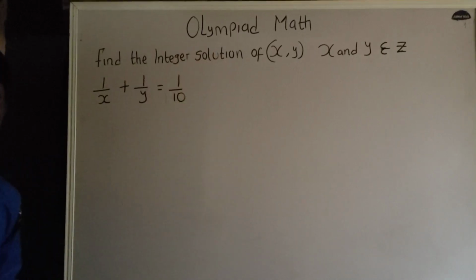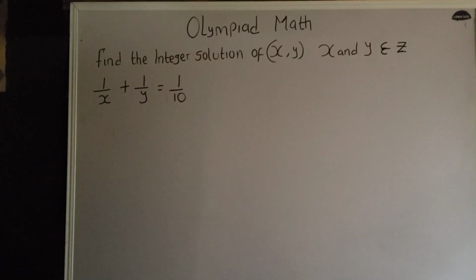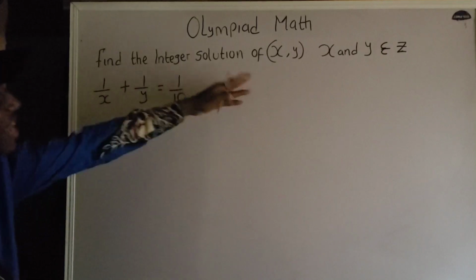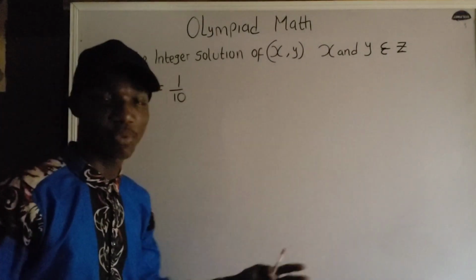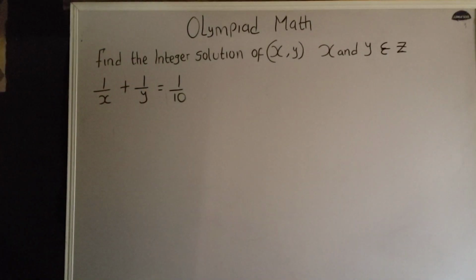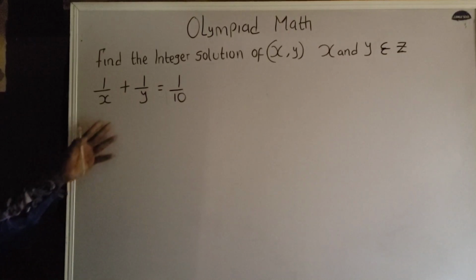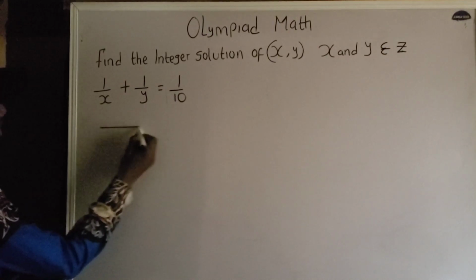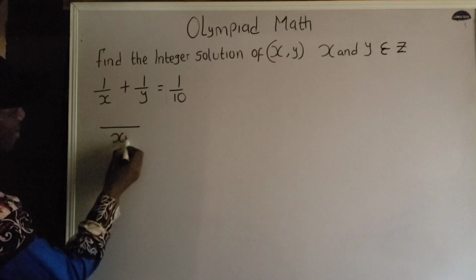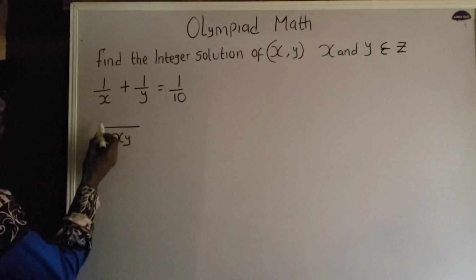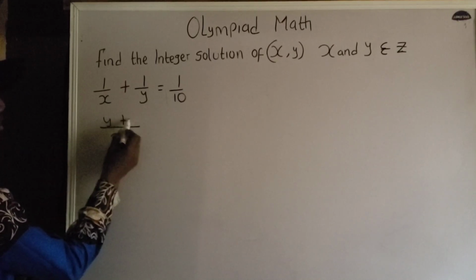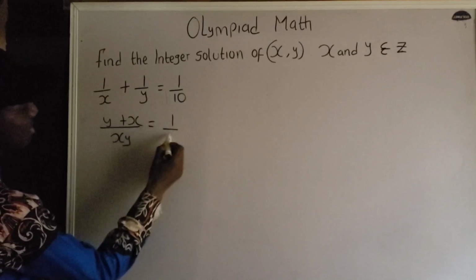Okay, we have a beautiful Olympiad mathematics question. Find the integer solution of x and y, where x and y are positive integers. The first step is that I'm going to take the LCM. The LCM of x and y is xy. So for this, I'm going to have 1/x plus 1/y equals 1 over 10. You understand?